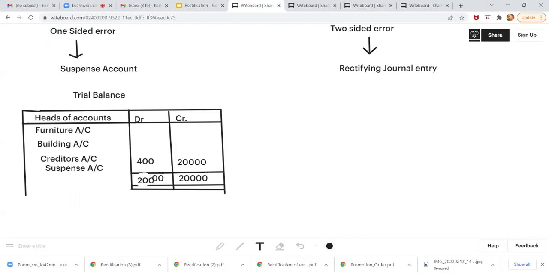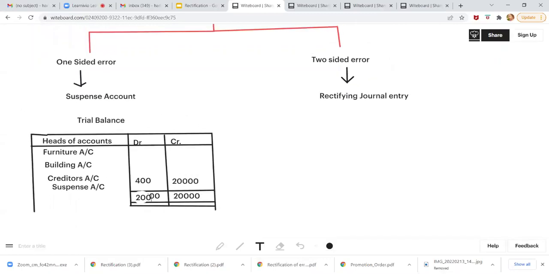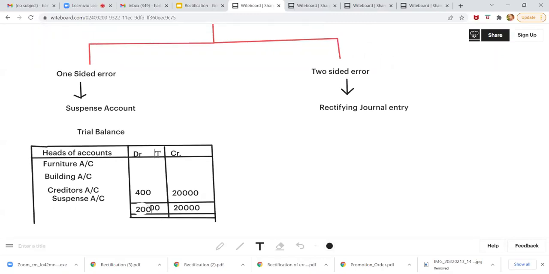So it means that there is some error which is identified and we have to rectify it in the future. All right. So this is the role of suspense account here.